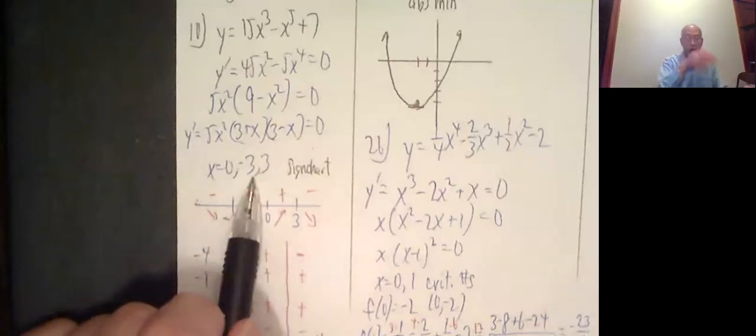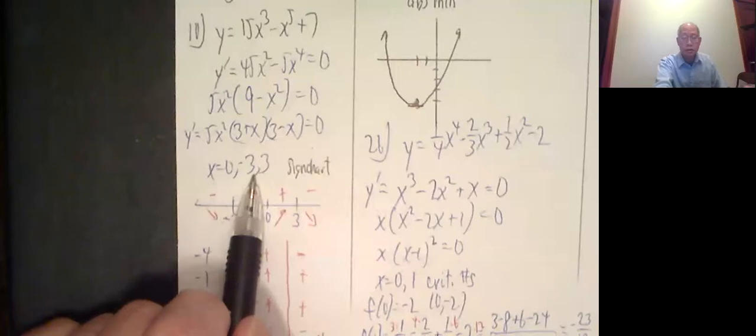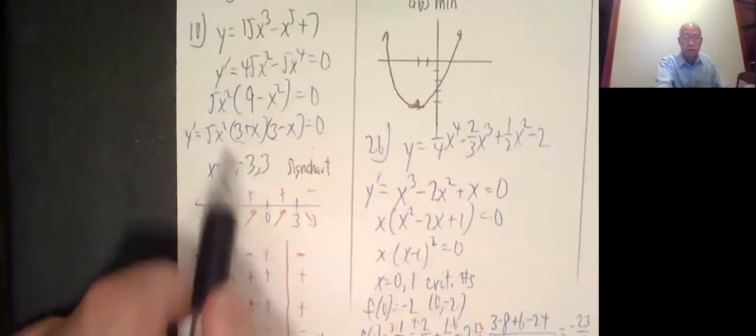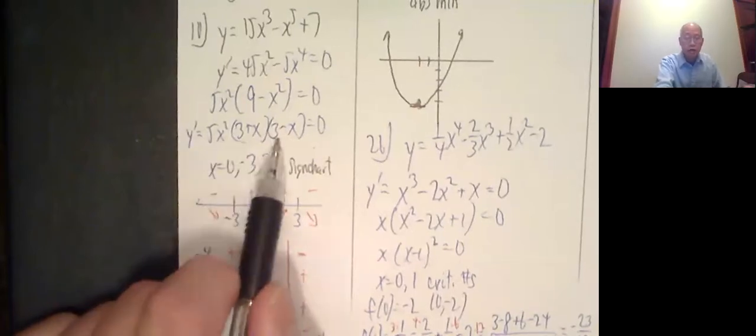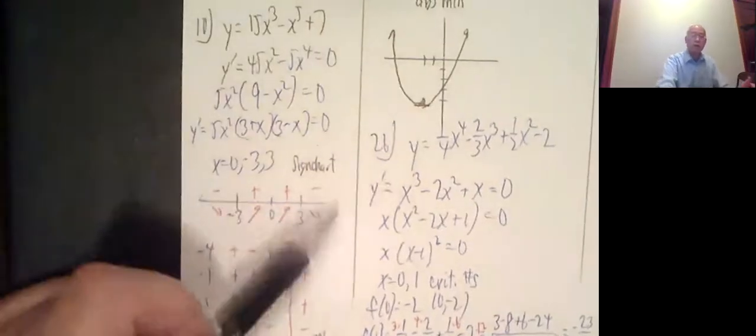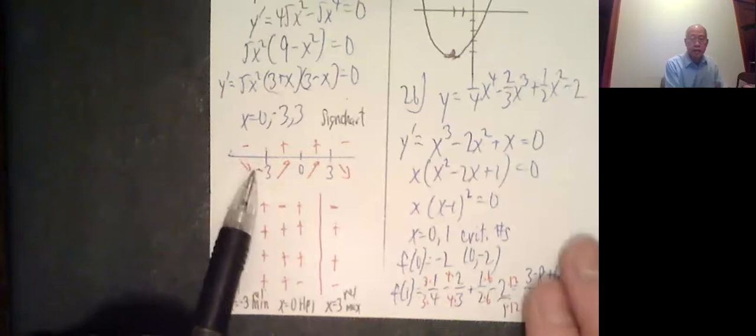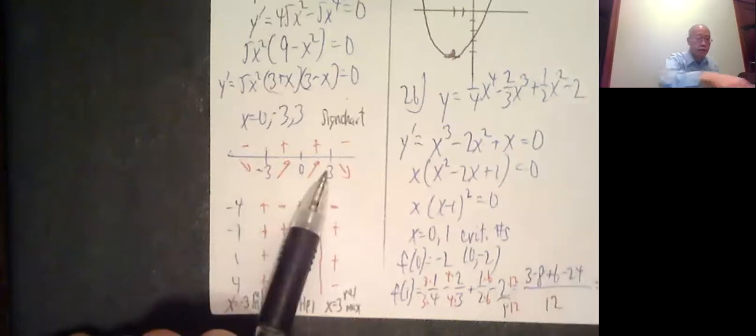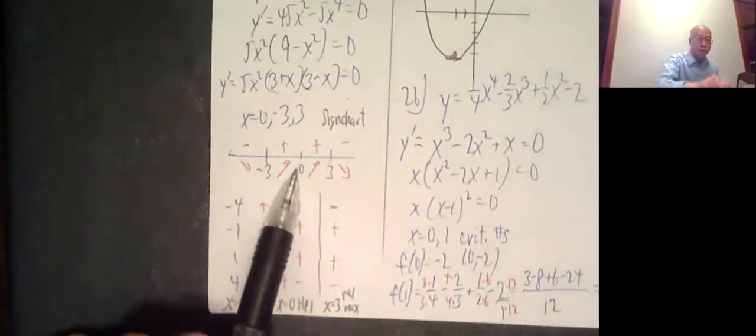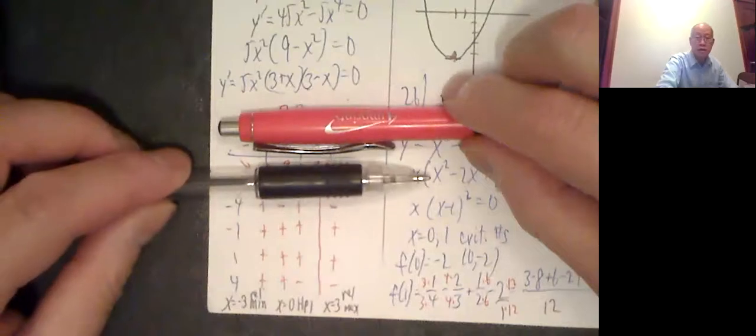And then after that, I do a sign chart to determine where the function's increasing or decreasing. But at 0, negative 3, and 3, the derivative is 0. That means I have a horizontal tangent, so I might have a maximum or minimum. Okay, so I draw on my number line, negative 3, 0, and 3. Pretend the red's not there. I have to come up with the red. So at the moment, it looks just like that.